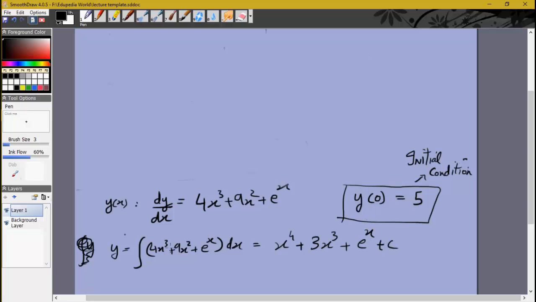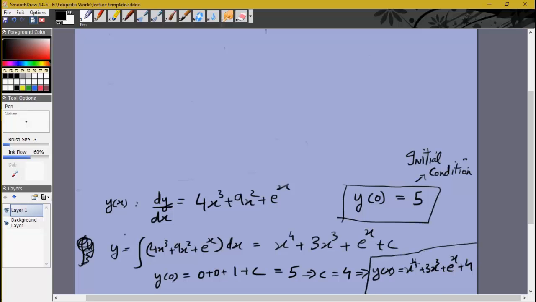So now you use this value, y of 0 will give me the value when you put x equal to 0. So this is 0 plus 0 plus e to the power 0 would be 1 plus c. And we are given this is 5, which gives me c is equal to 4. Which gives me uniquely y of x is equal to x to the power 4 plus 3x cubed plus e to the power x plus 4.